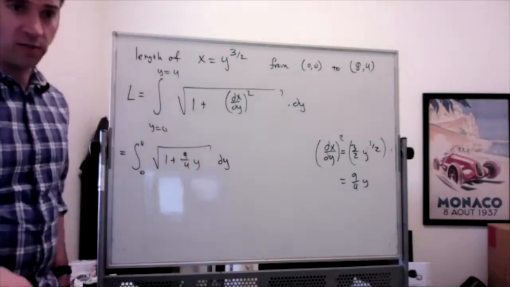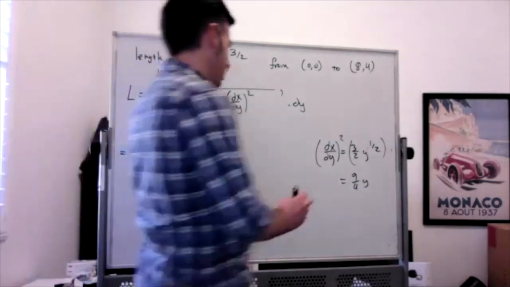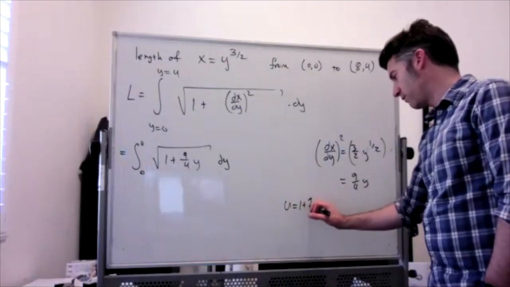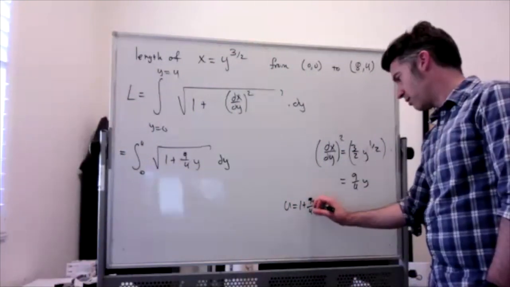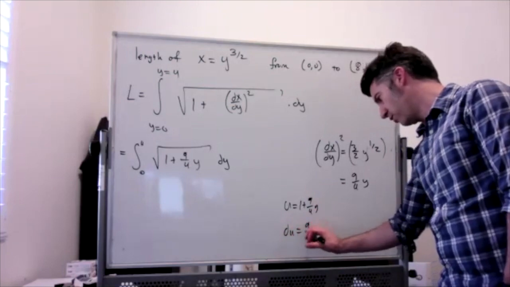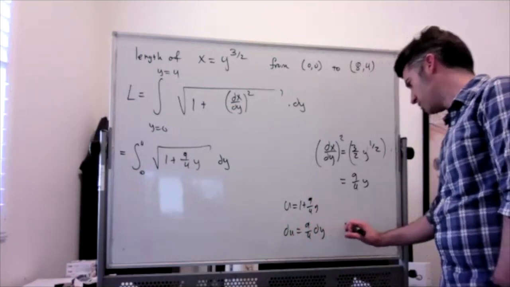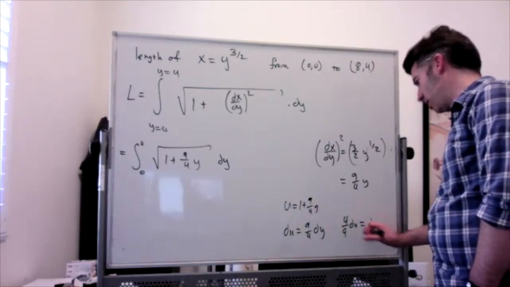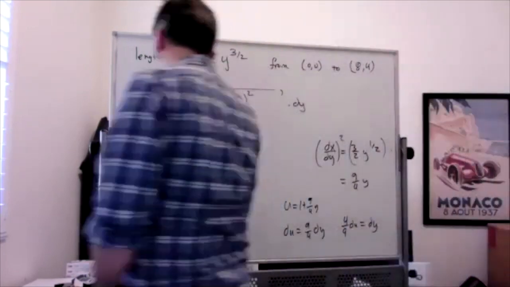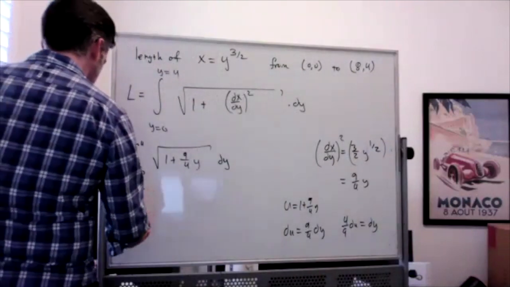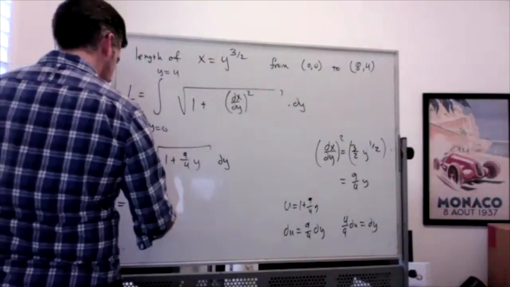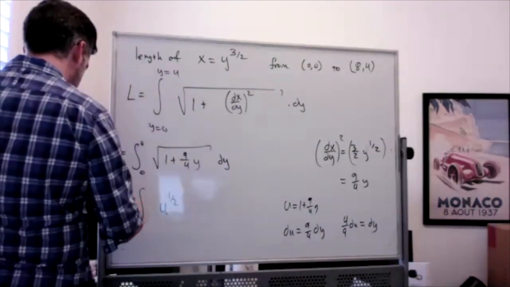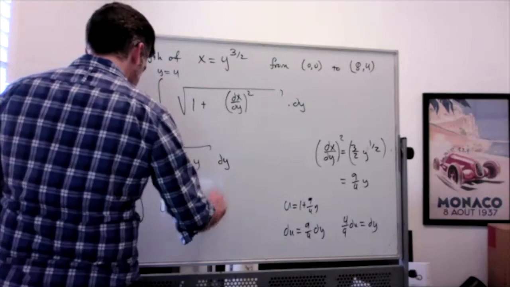That's totally manageable. We can do a u substitution here. We can let u equal the stuff inside the square root. u is 1 plus 9/4 y, and then du is 9/4 dy, so 4/9 du equals dy. Great. So this becomes the integral of u to the 1/2, and dy is 4/9 du.